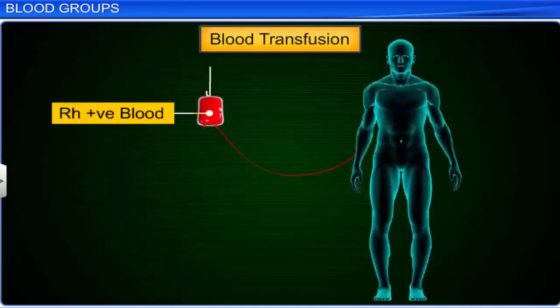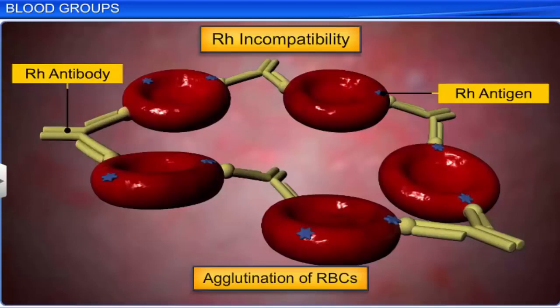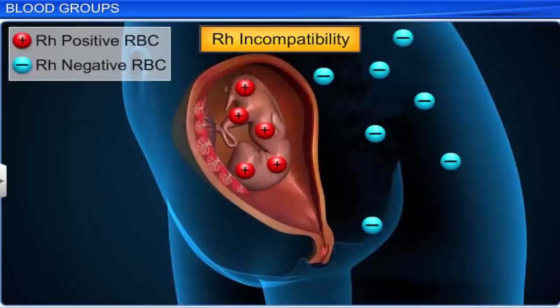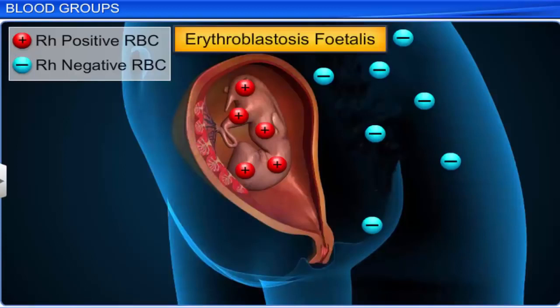This is because if Rh positive blood is transfused to an Rh negative person, it can induce the formation of Rh antibodies, resulting in the agglutination of RBCs. An example of such incompatibility takes place in an Rh negative woman carrying an Rh positive fetus. In such cases, the Rh incompatibility results in a condition called erythroblastosis fetalis.